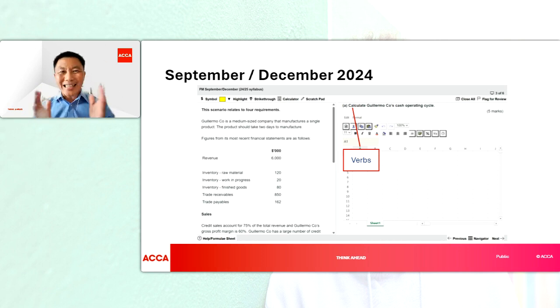So it is clear that we are asked to calculate the cash operating cycle of this company. The first thing, when I come across a verb that asks me to calculate something, I will ask myself, do I know the formula? If I know the formula, what information will be needed? That will allow me to have a framework in my mind. When I read and understand the story on the left-hand side, I already expect what information will be coming to me. So when we come to those kinds of data or figures, that already allows me to fit into my answer plan before I put down in my spreadsheet.